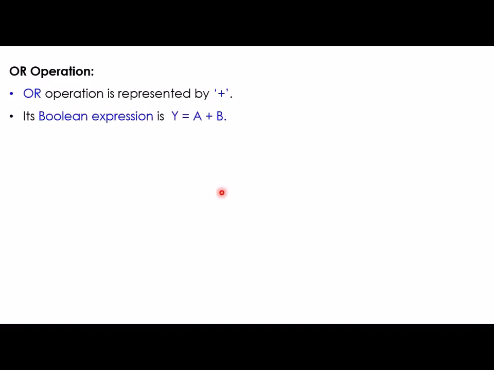Now the OR operation. What is the OR operation? The OR operation is represented by the symbol plus. Its Boolean expression is something like this: if Y is the output and A and B are two inputs, then A plus B is said to be the OR operation. If A and B are two inputs, then A plus B is said to be a Boolean OR operation. This output Y is the output of the OR operation between the inputs A and B.